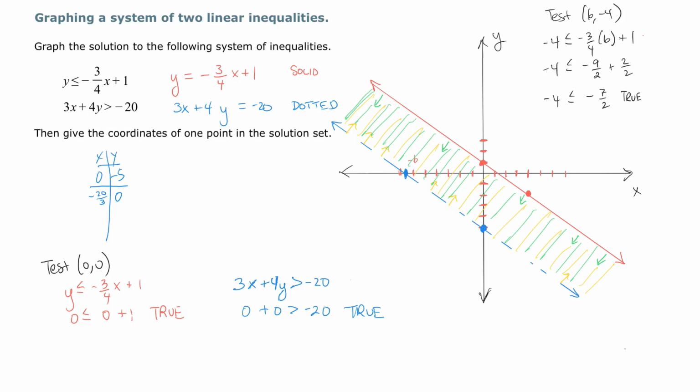How about we test the second inequality? Same thing here. Test 6, negative 4 in the second inequality. So 3 times 6 plus 4 times negative 4. Is this greater than negative 20? Let's find out. 18 minus 16. Oh yeah, that's definitely greater than negative 20. That is true. So it satisfies both inequalities simultaneously. The ordered pair 6, negative 4 is a solution to this system of inequalities.